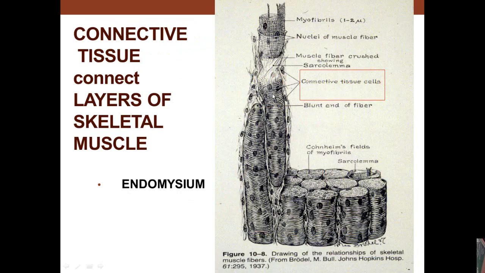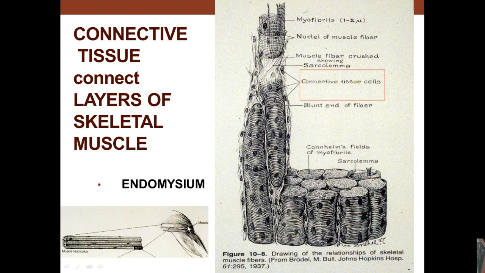Now, if you look at individual muscle cells, they are connected to other ones by the endomysium. The endomysium connects the different ones. And so if you have a muscle here, it's a series of these cells lined up. One cell does not span the entire muscle. You have a series of cells tied end to end, and the connective tissue of the endomysium is what ties one of these cylindrical cells with another one.